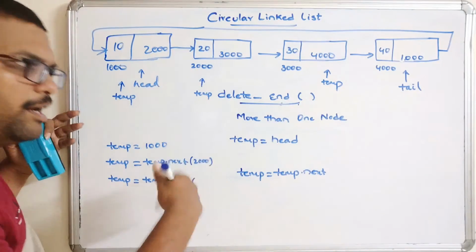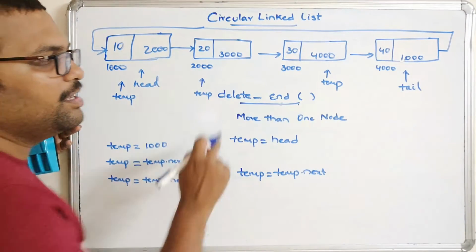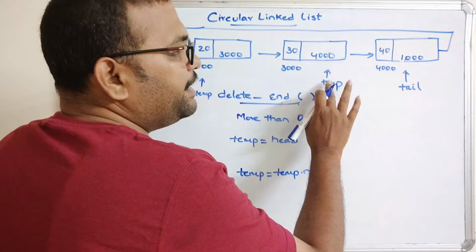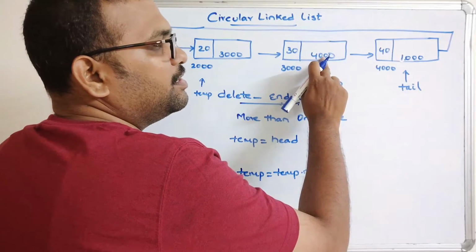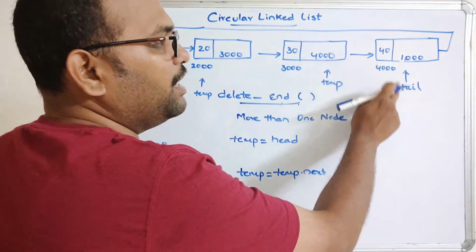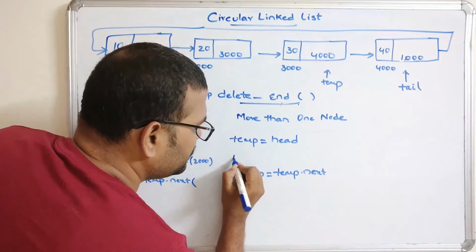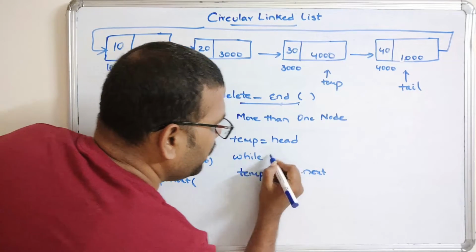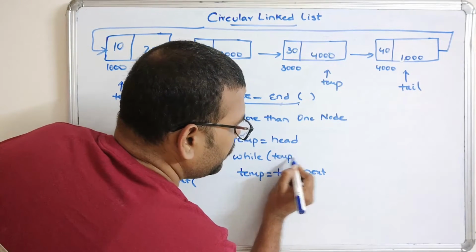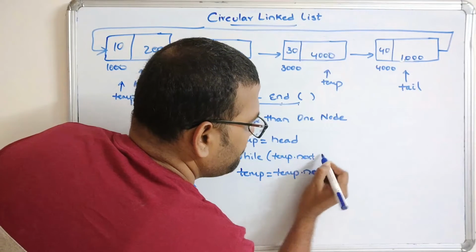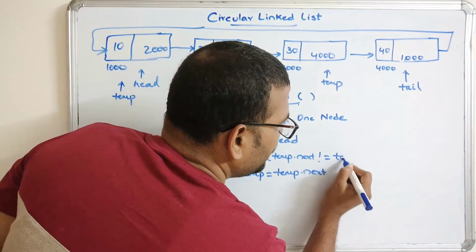So we need to repeat that process until, see, you can observe temp dot next is 4000 and the tail is also 4000. So repeat these steps. So while temp dot next not equal to tail.